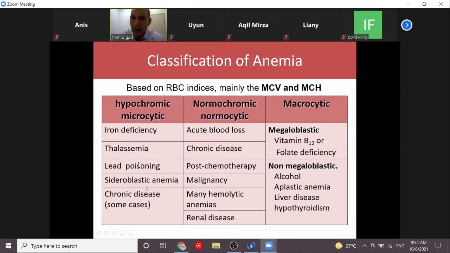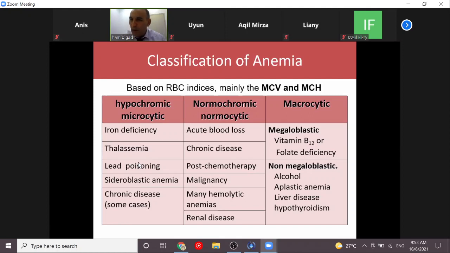So if you order iron and iron is normal, what are the next investigations? Thalassemia. Yeah, very good. How do we diagnose thalassemia? Genetic.